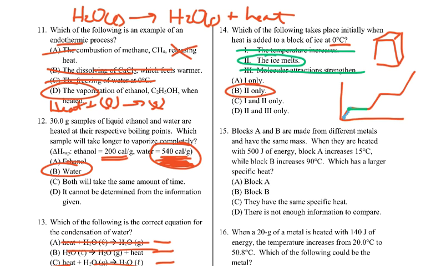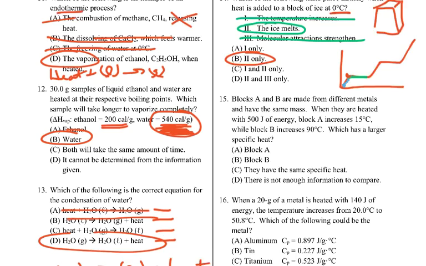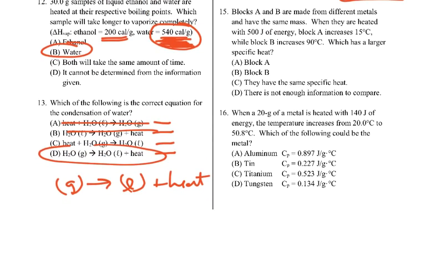It's just going to melt because it's at 0. Okay, blocks A and B are made from different metals and have the same mass. When they're heated with 500 joules of energy, block A increases 15 while block B increases 90, which has a larger specific heat? Okay, so what we're saying is, which one is resisting change in temperature more?